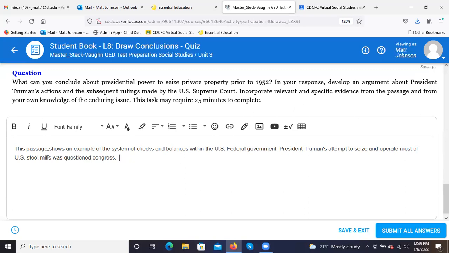Congress believed this type of power belonged to the lawmaking branch. Let's see here.